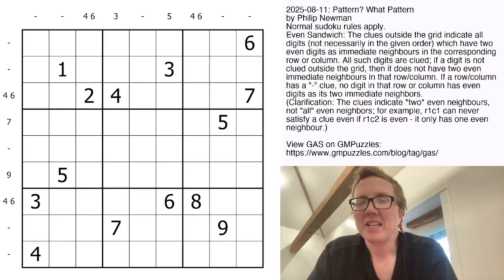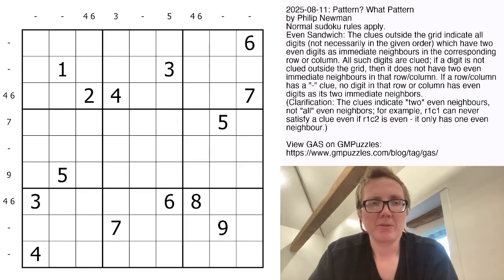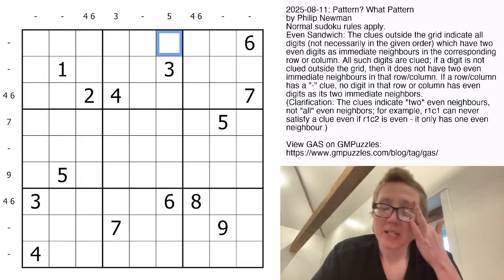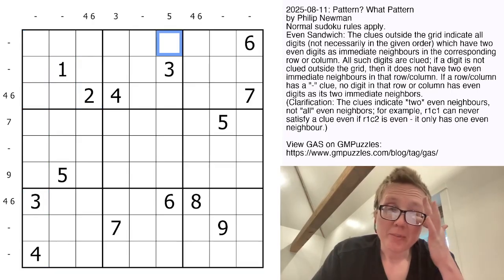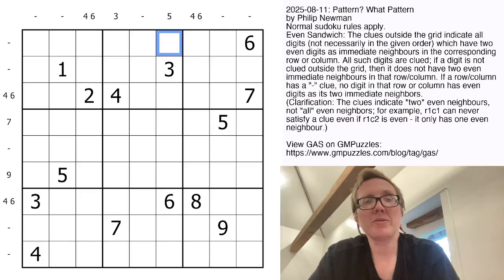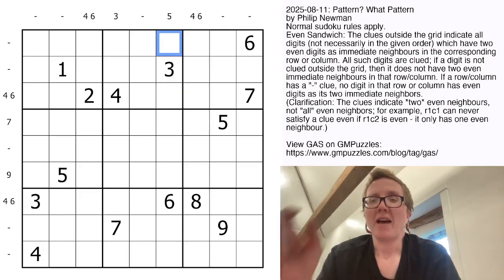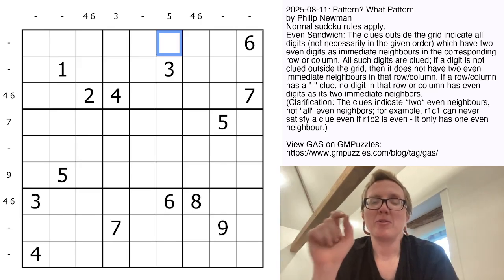Today's puzzle is an even sandwich Sudoku. That means we have normal Sudoku rules, so we're placing the digits 1 through 9 once each in each row, each column, and each outlined 3x3 region. And then there are also some clues outside of the grid that are even sandwich clues. Those clues tell you exactly which digits have to be sandwiched between two even digits.